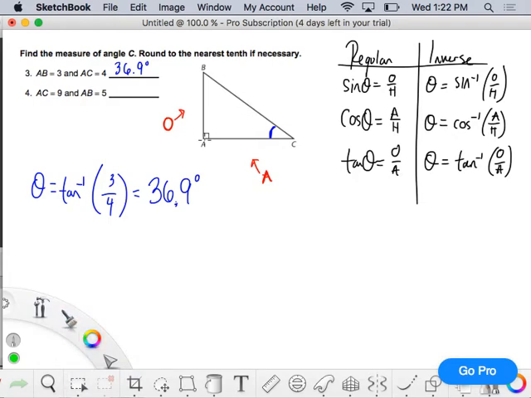The next one says that AB is equal to 5 and AC is equal to 9. So it's still opposite and adjacent sides. So theta, I'm still going to use what? Inverse tangent. Inverse tangent of opposite over adjacent is 5 over 9. So I go into my calculator. Equals 29.1 degrees.